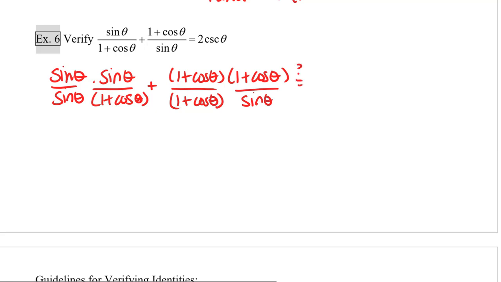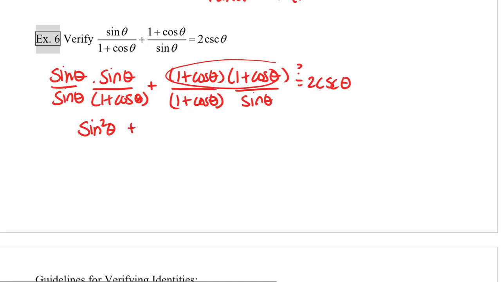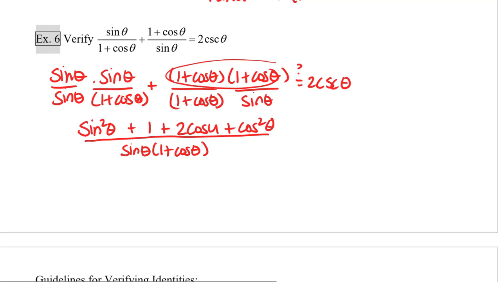And I'm trying to show that this is going to simplify to 2 cosecant theta. Well, sine times sine is sine squared. It's going to have sine squared theta. Now if I were to distribute this right here, I'm going to get 1 plus 2 cosine theta plus cosine squared theta, and this is all over sine theta times 1 plus cosine theta. And we want to know, is this equal to 2 cosecant of theta?